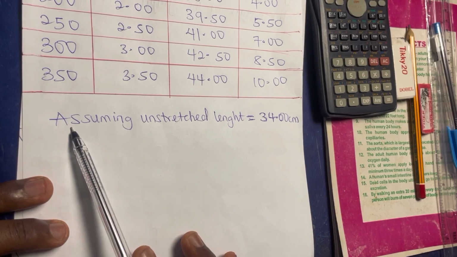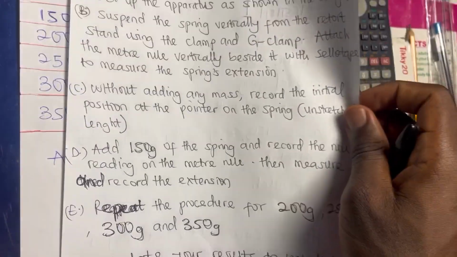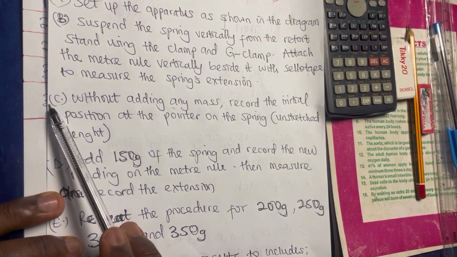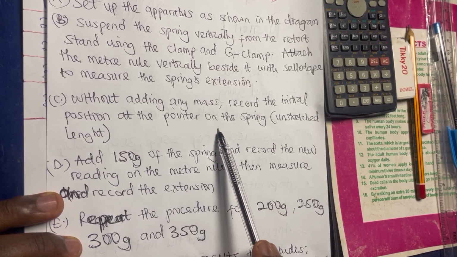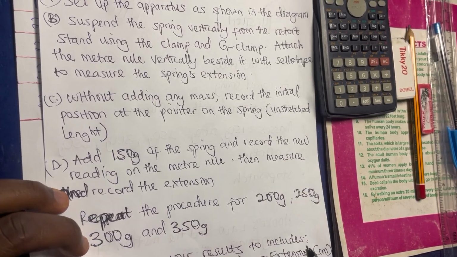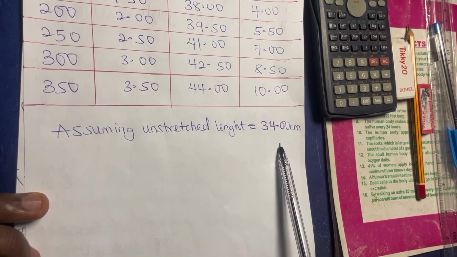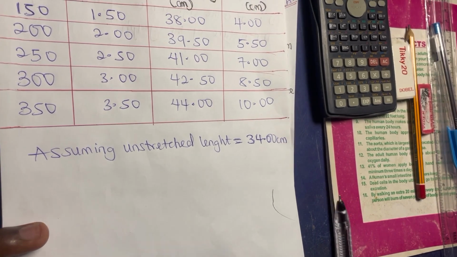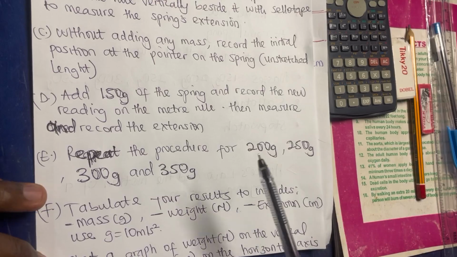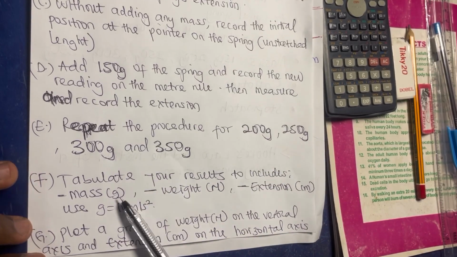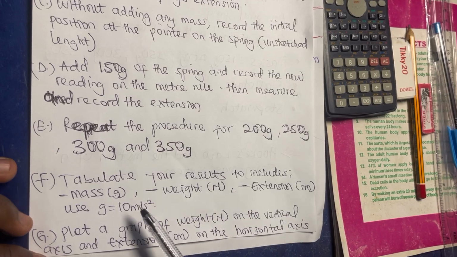So here now says assuming your unstretched length is 34.00 cm. So as you can see from this C, they said without adding any mass, record the initial position of the pointer on the spring, that is the unstretched length. So then we have the unstretched length here as 34.00 centimeter. So now the next question here, after I've repeated the procedure, is to tabulate your results to include this, that, and this. This is mass, weight, extension, which I've done.